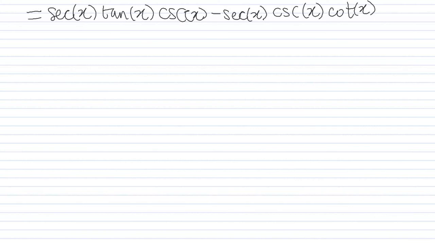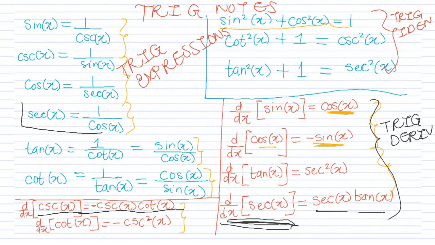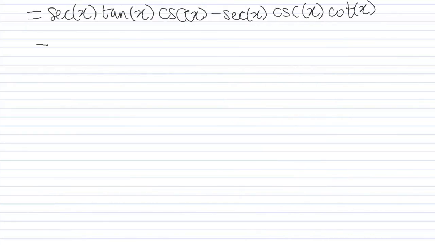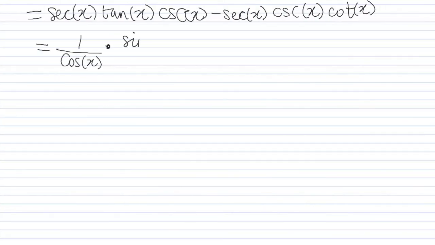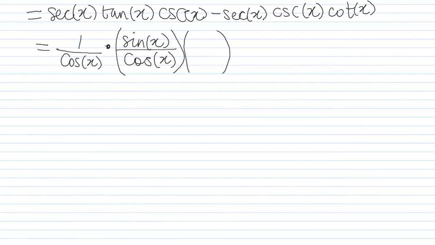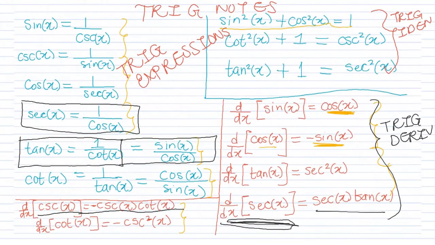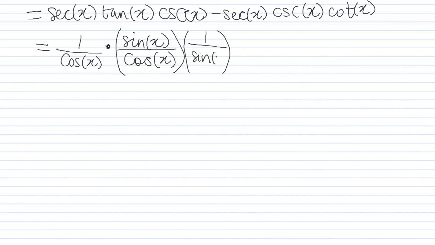So you have secant x. What is secant x? If we go back to our trig notes, secant x is the same thing as 1 over cosine x. Then you have tangent. What is tan x again? Tan x is 1 over cotangent x. But the best way to simplify trig information is to put everything in terms of sine and cosine. Tan x is also equal to sine over cosine. So I'm going to put sine x over cosine x, and then you have cosecant x. What does cosecant x represent in terms of sine and cosine? Cosecant x is the same thing as 1 over sine x. So we put that down: 1 over sine x.